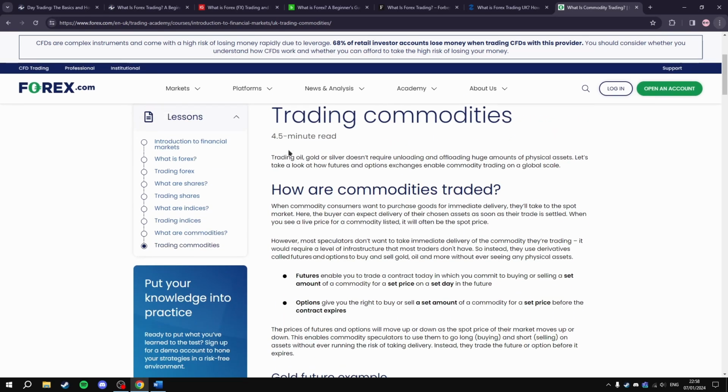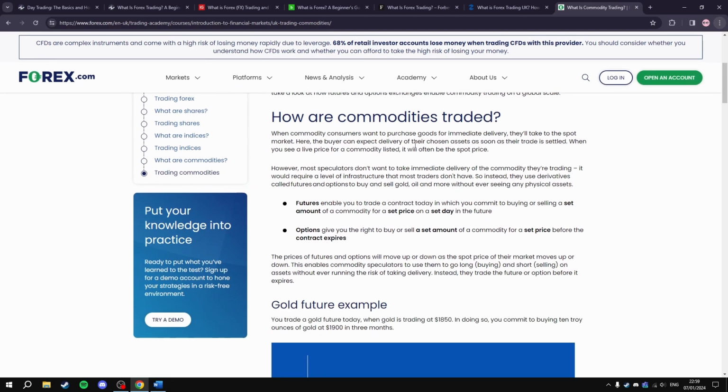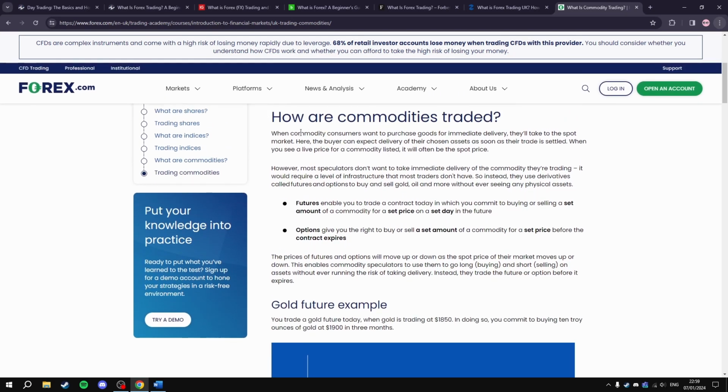Trading commodities. Trading oil, gold, or silver doesn't require unloading and offloading huge amounts of physical assets. Let's take a look at how futures and options exchanges enable commodity trading on a global scale. How are commodities traded? When commodity consumers want to purchase goods for immediate delivery, they'll take to the spot market. Here, the buyer can expect delivery of their chosen asset as soon as their trade is settled. When you see a live price for a commodity listed, it will often be the spot price.